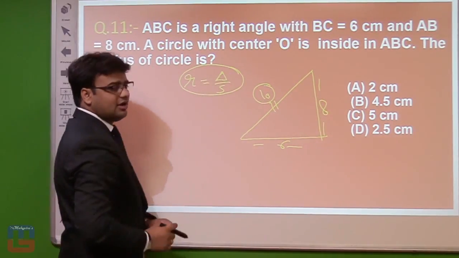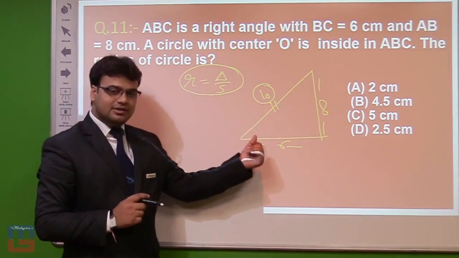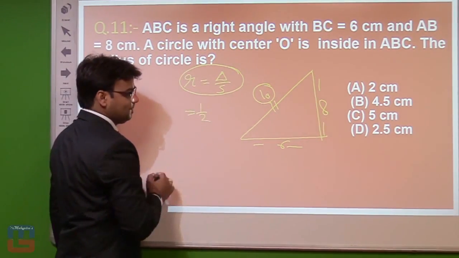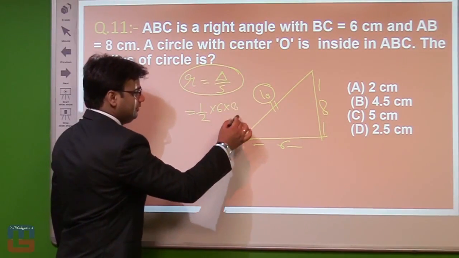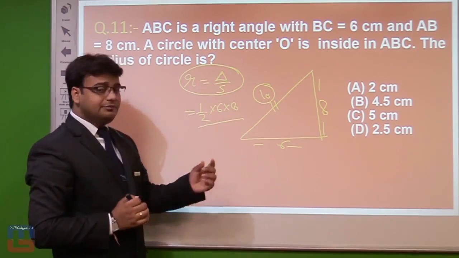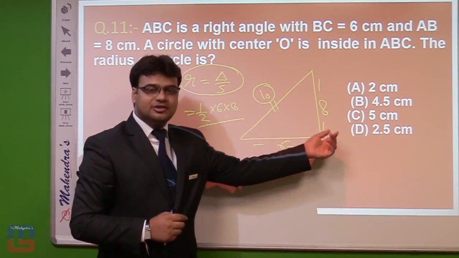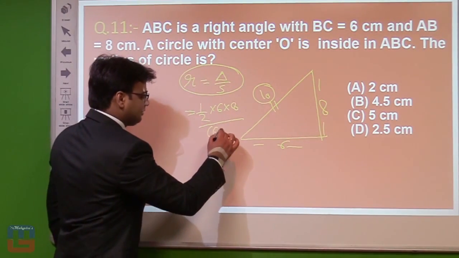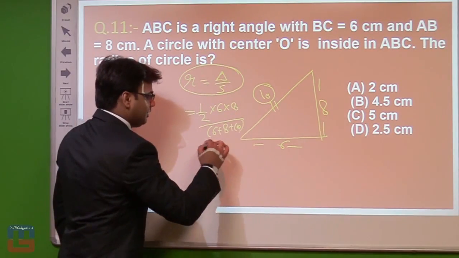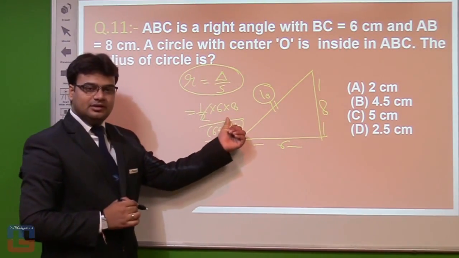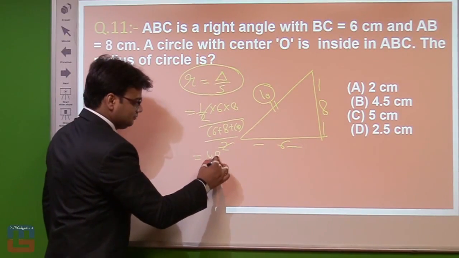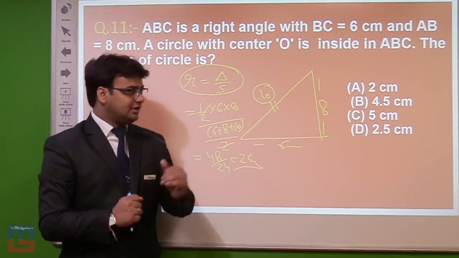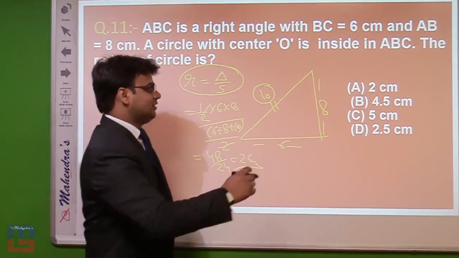We require delta, which means area of the triangle. It's a right angle triangle, so the area is half base into height. That means half, here base is 6 and height is 8, divided by the semi-perimeter. Perimeter is the sum of the three sides, that means 6 plus 8 plus 10, and semi-perimeter is half of it. If the 2 cancels out, that means 48 divided by 24. What will we get? 2 centimeters. We check in which option 2 centimeters is available. It is available in our first option, so the correct answer is first.